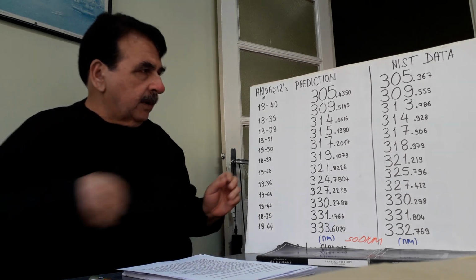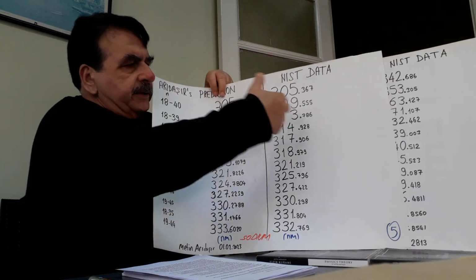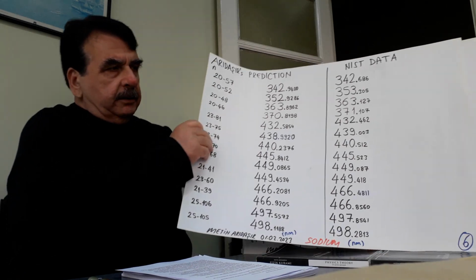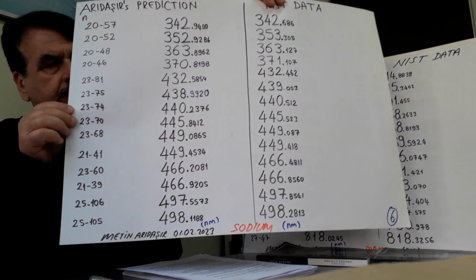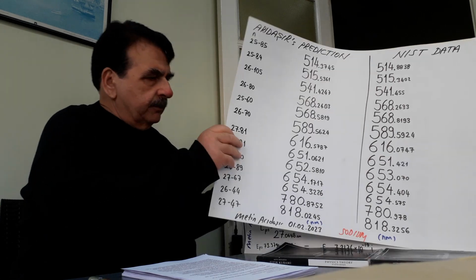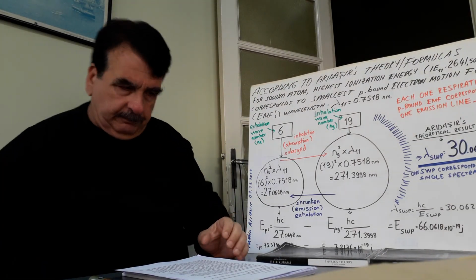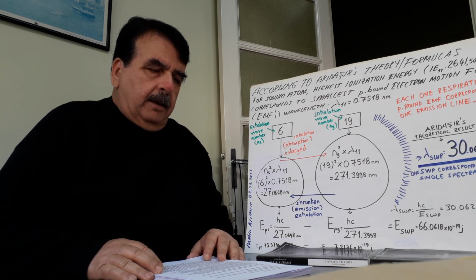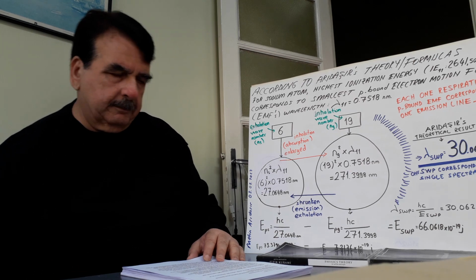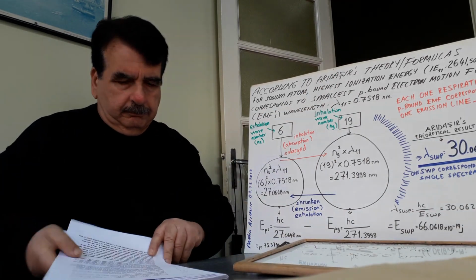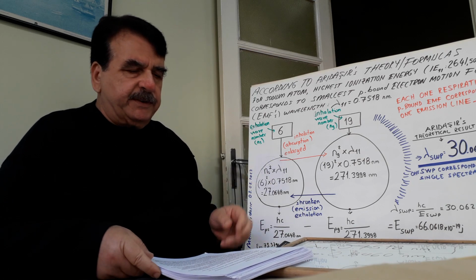Computed according to my theory and my formulas, right side NIST data, left side my computations. Sodium atom. Totally, I have predicted, sodium atom is a multi-electron atom. So, yes, if I hadn't found this code and this code in nature, I wouldn't have predicted these precise results you see.